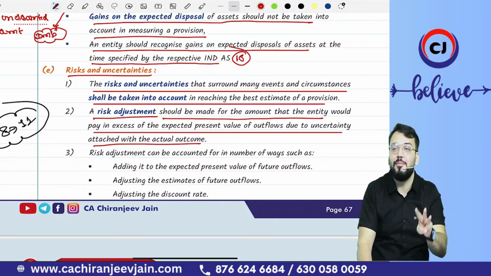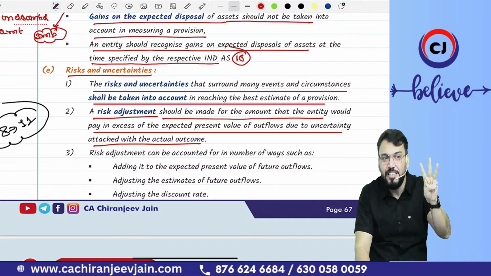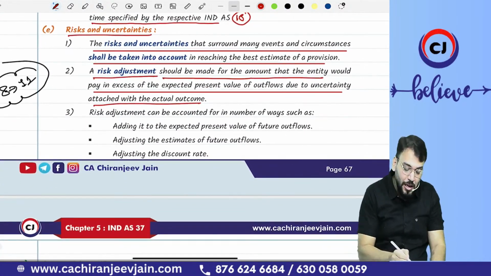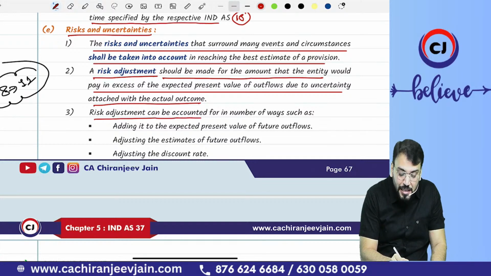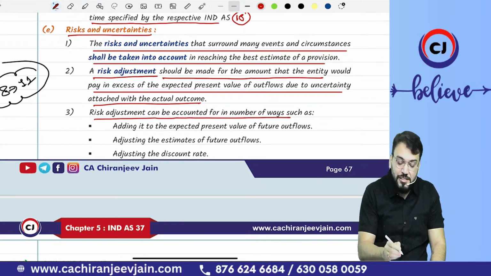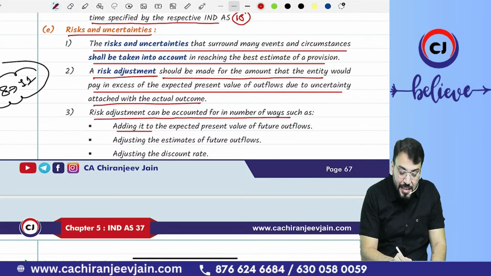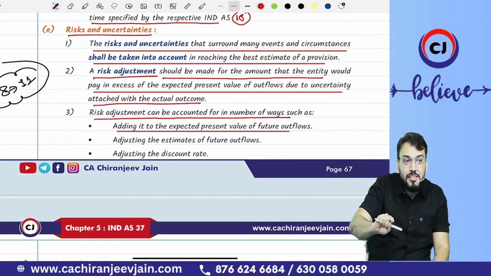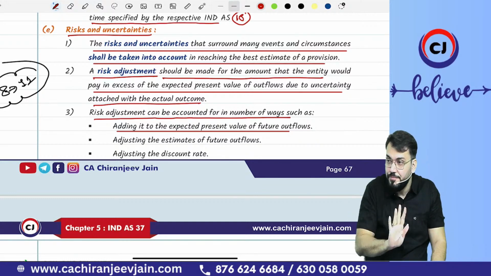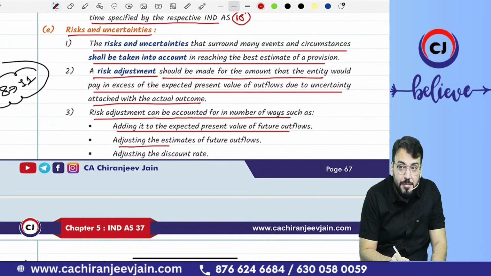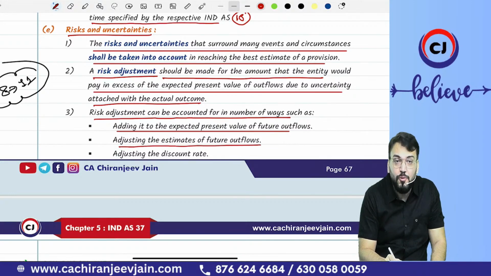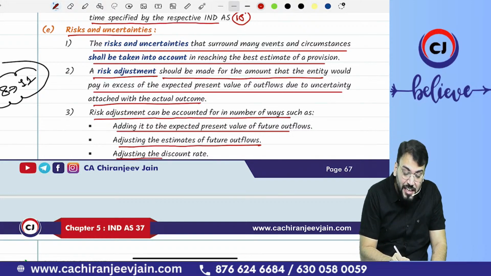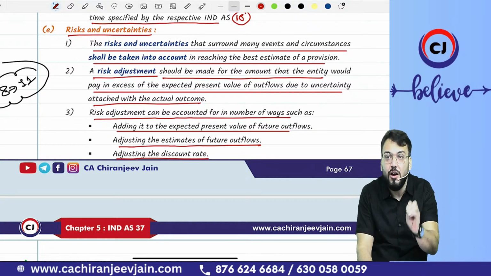But what Ind AS 37 says is that this risk adjustment can be done in three ways. So what are those three ways that we need to understand? Risk adjustment can be accounted in the following ways. First, either add it to the expected present value of future outcome, that is, increase the future value of outcome, or adjust the estimate of future outflow, or adjust the discount rate, or do some adjustment in the discount rate.